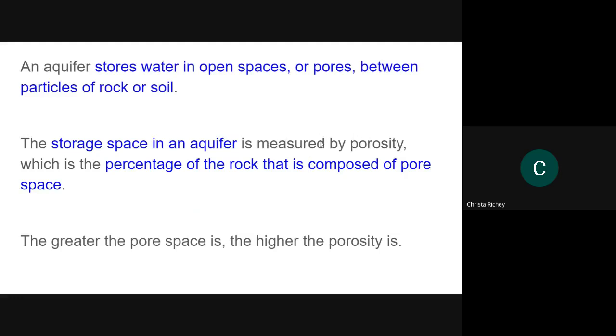You're not going to have to calculate porosity, the percentage. You're not going to actually physically calculate any of that. I did not go that far into it, at least not this year.